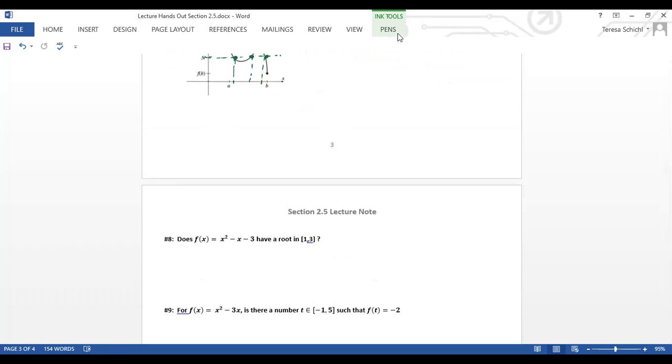Let's take a look at the next one. They said f of x equals x squared minus x minus three has roots. Does this one have roots? Okay, let's refresh our memory.